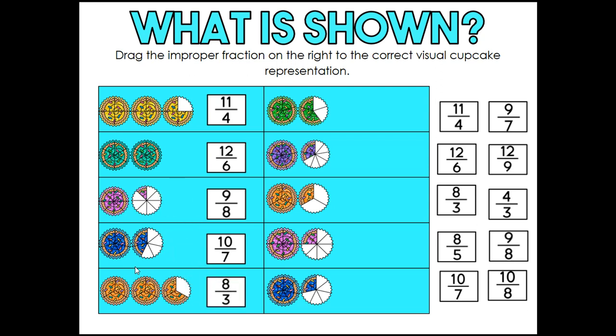So again, you're going to pause the video and go to your assignment that you started, and you're going to complete the right side. All you're going to do is click on the improper fraction on the right and drag it next to the picture so it matches. Go ahead and pause and do this slide.